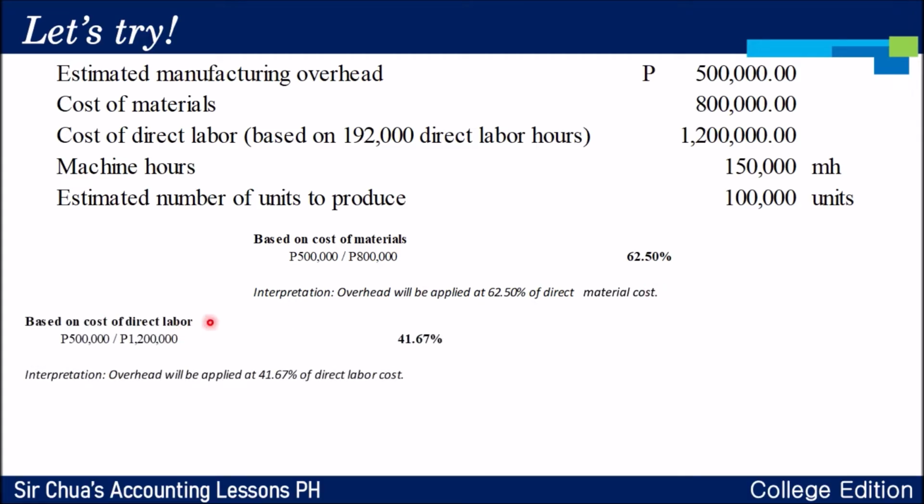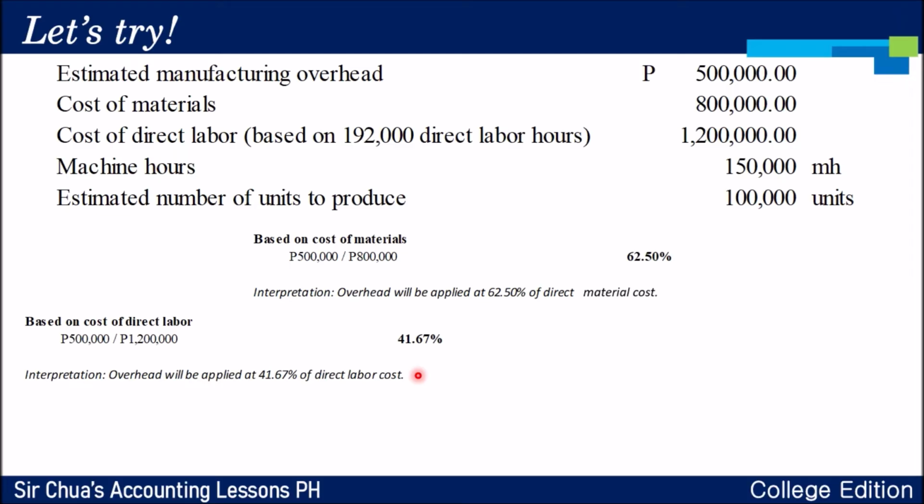How about this one? Pwede din po siyang nakabase sa cost of direct labor. So, 500,000 manufacturing overhead, divide po natin sa 1,200,000 na cost of direct labor. The overhead application rate is 41.67%. Ibig sabihin po, sa actual operations po natin, kung magkano yung direct labor cost, i-multiply mo ng 41.67%, yun na po ang ating applied manufacturing overhead.